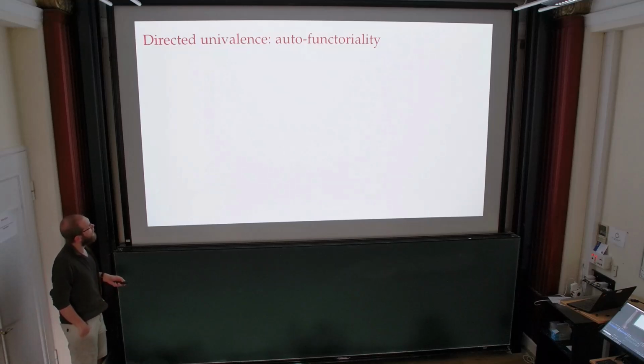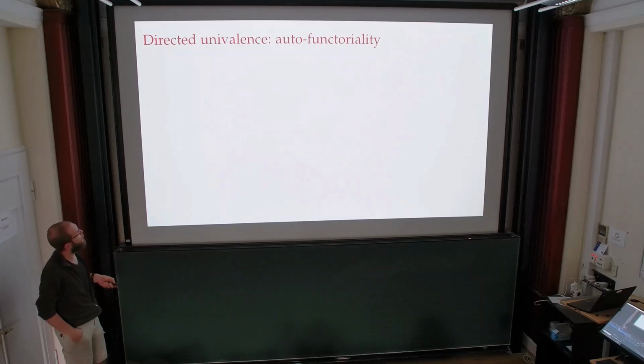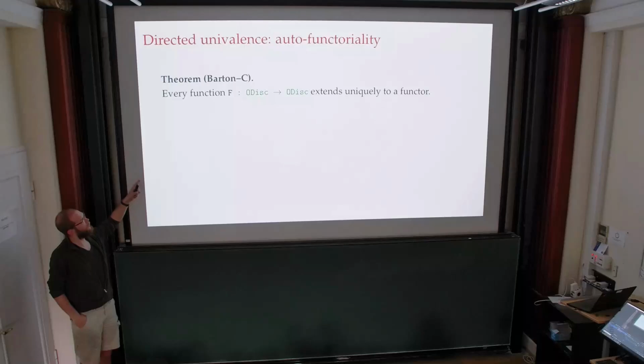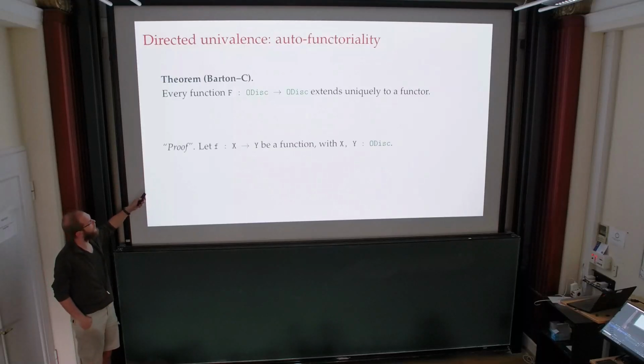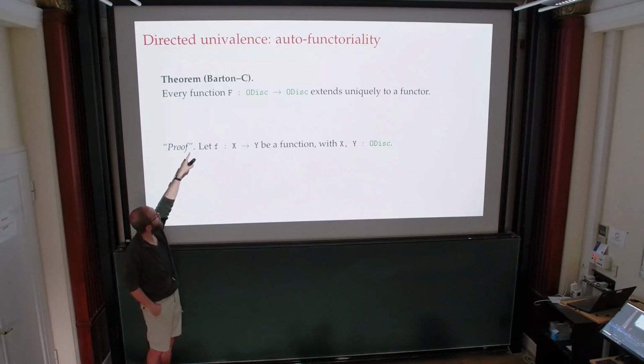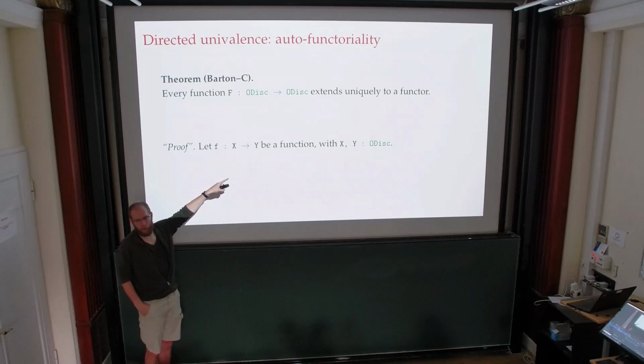Here we have this crazy correspondence between directed paths and function types. Every function from ODisc to ODisc extends uniquely to a functor. So let's prove this. We take a function from x to y, and now we're in computer mode, but we have to figure out how this f is going to be a functor and map this function to some other function.